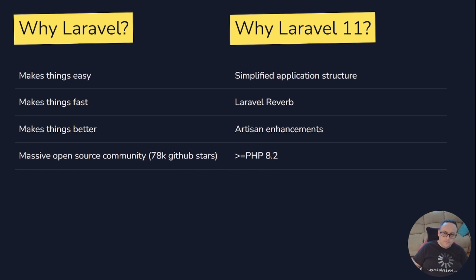But also, Laravel is easier, I think, than a lot of other frameworks, and it's blazing fast, especially when you look at some of the packages and extensions that are written for Laravel. It can be blazing fast. And Taylor Otwell and the folks that are behind Laravel, I think they're friggin' geniuses.